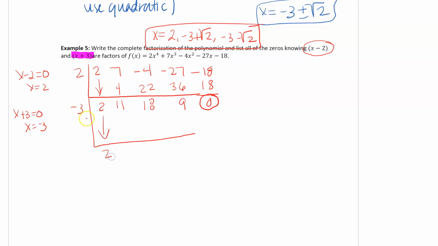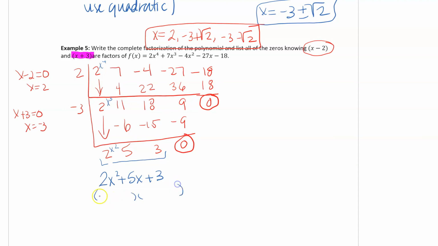Bring the 2 down. 2 times negative 3 is negative 6. Add, multiply, add, multiply. And again, I get a 0 as a remainder, showing that there's a zero of the function. And again, they told me this was a factor, so it should work. Now, this was an x to the 4th, and then it became an x cubed, and so now it's an x squared. Once you get it to the point of a quadratic, you can take the result, which is 2x squared plus 5x plus 3, and you can factor it or use the quadratic formula from there.